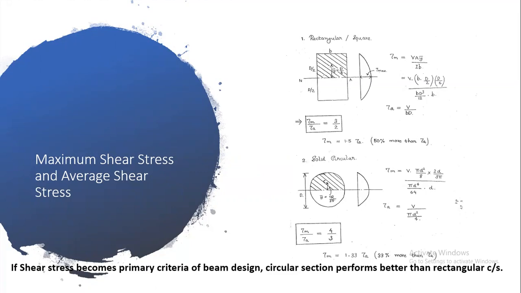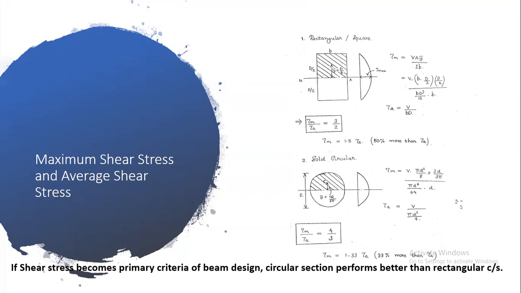Whereas in case of a solid circular section, it is 1.33 times greater than the average shear stress. So maximum shear stress is 4/3 times the average shear stress in case of a solid circular section. So what we can infer from this is that if shear stress becomes the primary criterion of design in any beam, although generally shear stress is the secondary criterion, we generally design a beam for bending stresses.